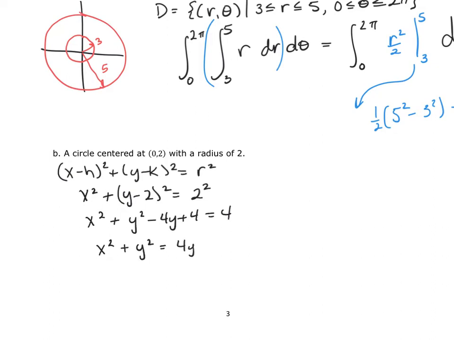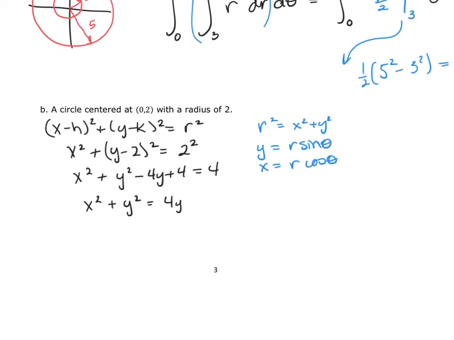Now, r squared is equal to x squared plus y squared all day long. y is equal to r sine theta all day long, and x is equal to r cosine theta all day long. So the x squared plus y squared gets replaced with r squared, and the y gets replaced with r sine theta. So now where I am is r squared is equal to 4r sine theta. So r is equal to 4 sine theta.